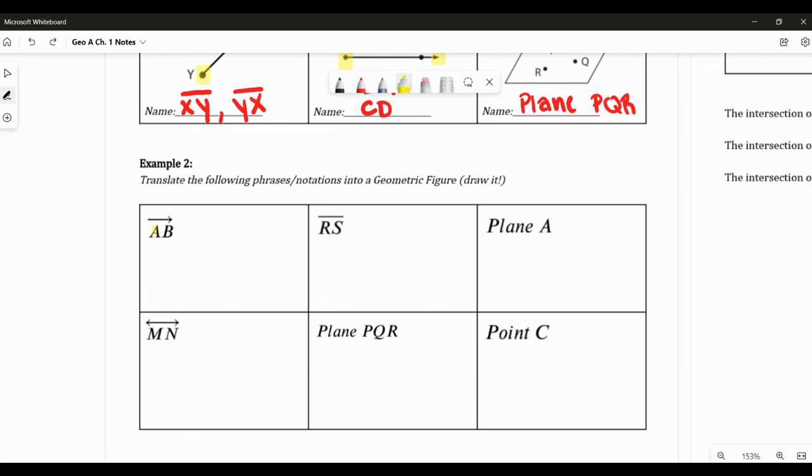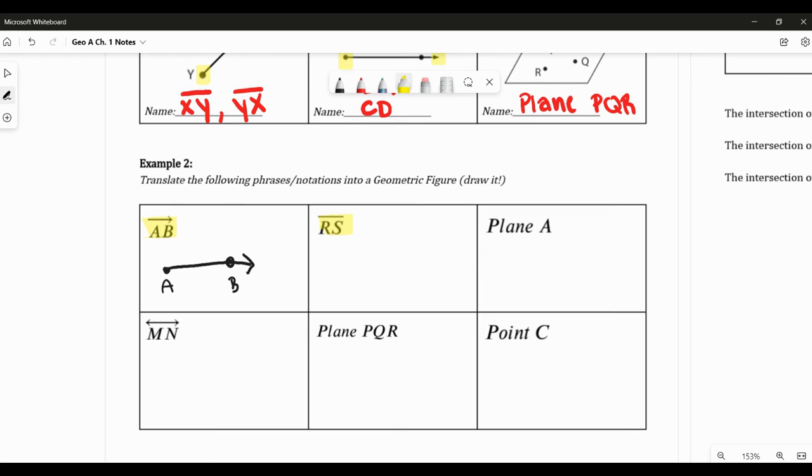All right, so this shape right here, I'll notice it has an arrow going in one direction, meaning it must be a ray. So I know that it's going to start at my starting point, which is A, and go forever in one direction. And somewhere on there, I need to include the point B.